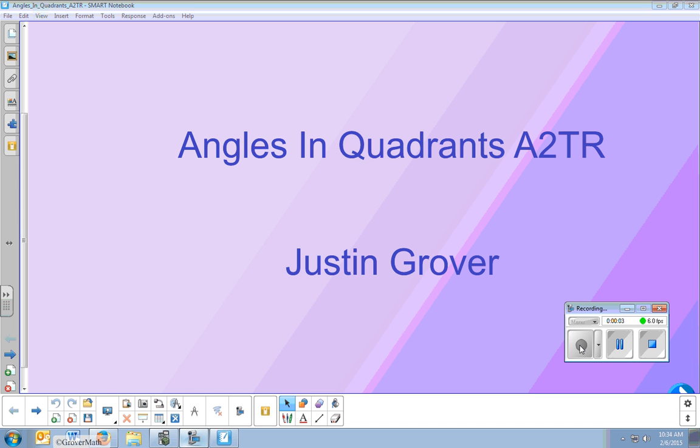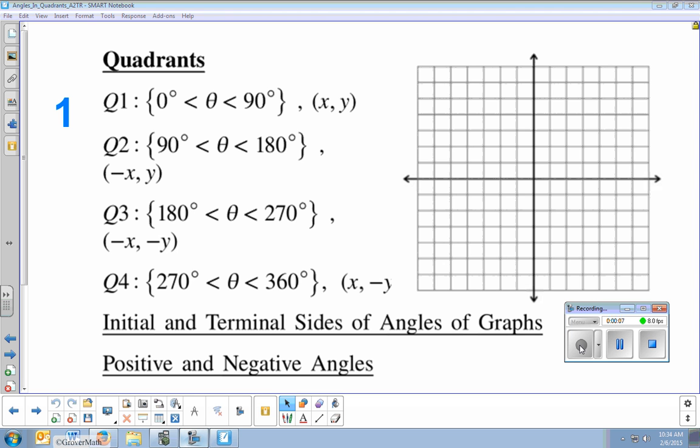Angles in quadrants, Algebra 2 trigonometry regions. So a bunch of notes on this one. First of all, we do a lot of our trigonometry on the XY graph, called the Cartesian plane. And the first thing is you need to know what the quadrants are. So there are some notes here about the quadrants.